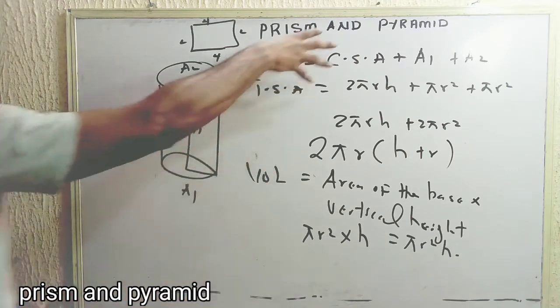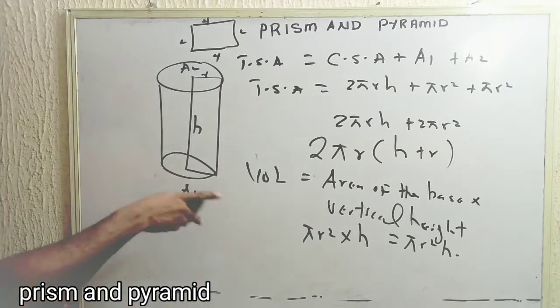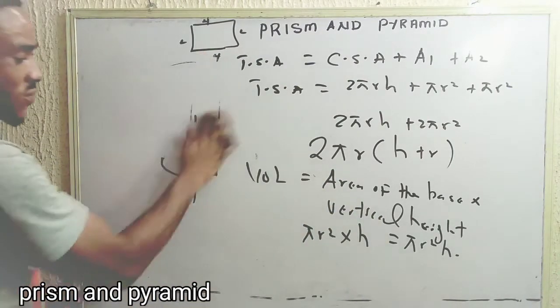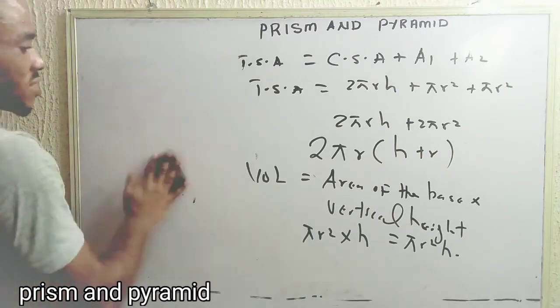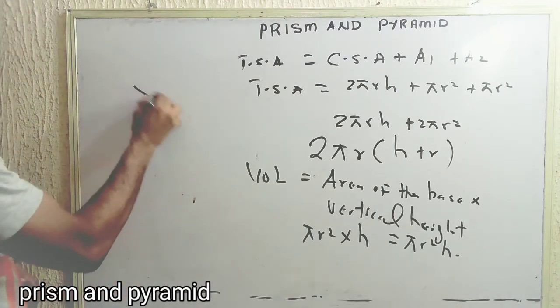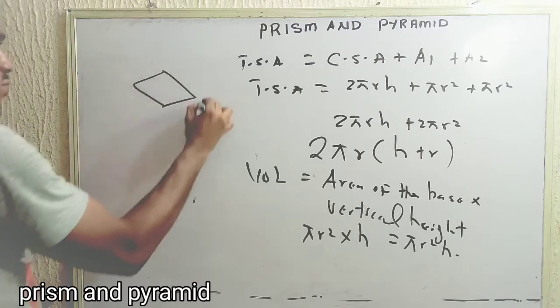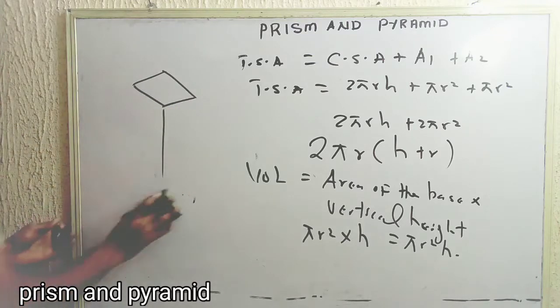Now, I will clean this cylinder and try to draw another prism that has another shape, where you're going to see how we analyze it to get the formula for all three of them: the curved surface area, total surface area, and the volume. Let us take a look at this one. Please manage my drawing the way it is.